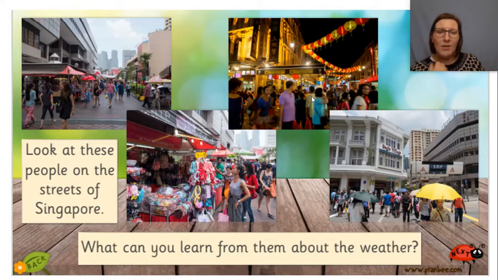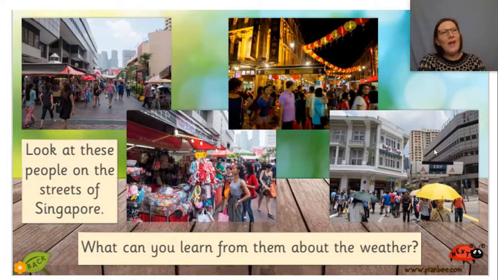Nobody's wearing a thick, heavy coat. Nobody is wearing scarves. They're wearing t-shirts and they're wearing flip-flops and sandals. So it's telling me it must be very hot. However, when we look at this picture here, they've got umbrellas. Why have they got umbrellas? I wonder if it's raining there.